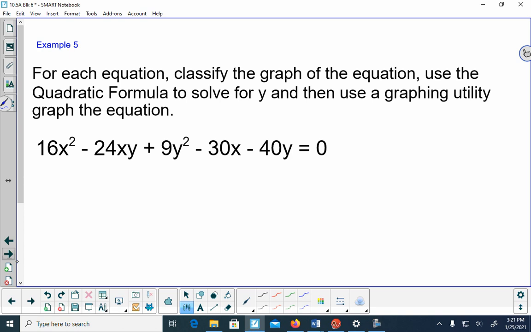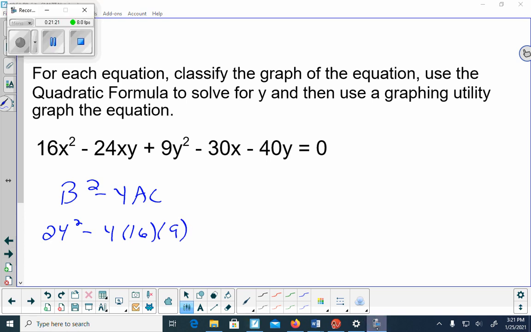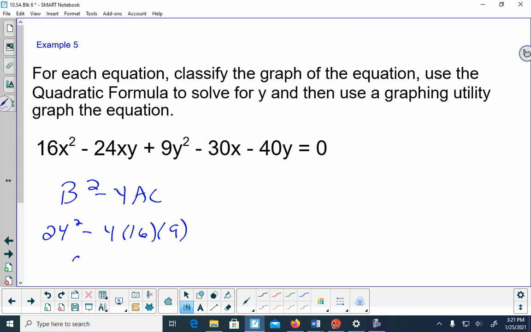So I'm going to do b squared minus 4ac. My b is 24, my a is 16, my c is 9. I'm going to do that and see what I get. When I do that, I get 0, which means this graph should be a parabola.